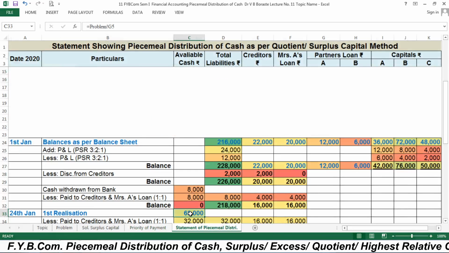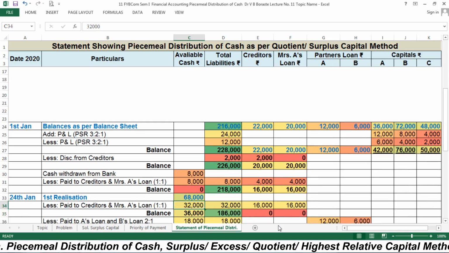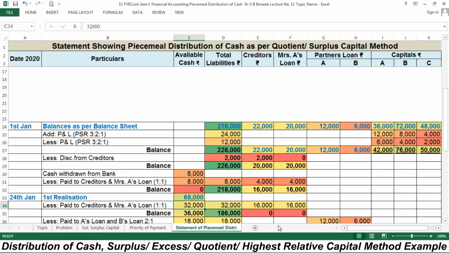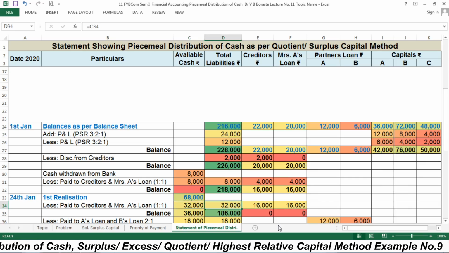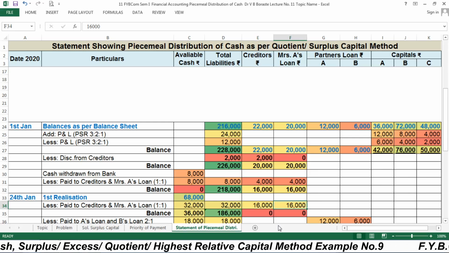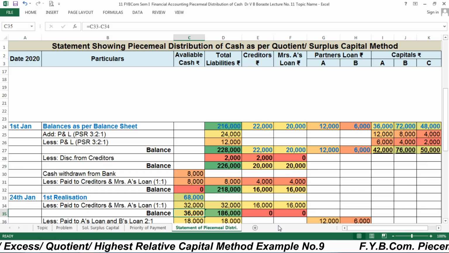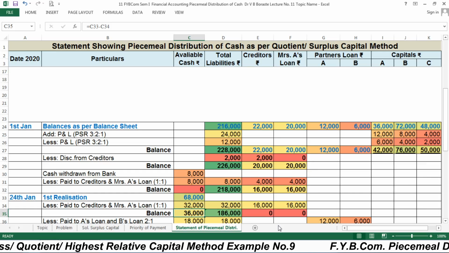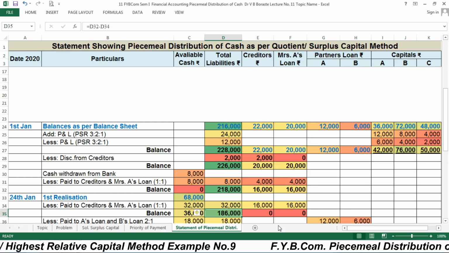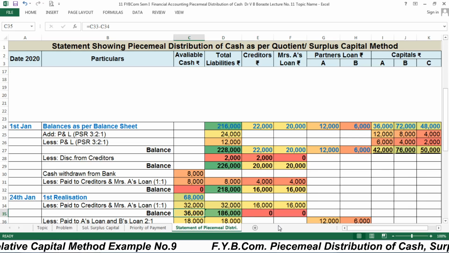So we have 32,000 because now we have 68,000. That means we can pay 32,000 to creditors and Mrs. A's loan. So less paid to creditors and Mrs. A's loan, 1:1. Total cash will be reduced by 32,000. Total liability will be reduced by 32,000. Creditors will get 16,000 and Mrs. A will get 16,000. So balance cash in our hand is 36,000 after the payment of 32,000 to creditors and Mrs. A's loan. Still we have to pay liability of rupees 1,86,000, and the balance of creditors and Mrs. A's loan is nil.